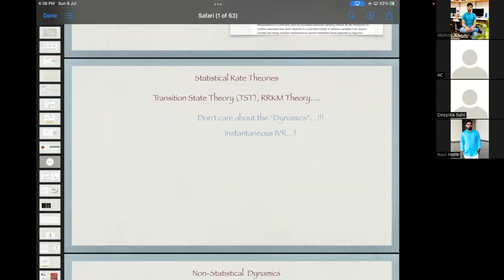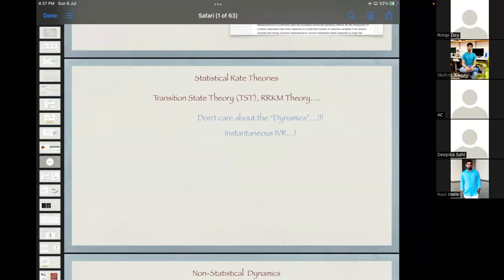Okay, so in the last lecture, we were discussing energy transfer dynamics in molecules, like how the energy transfer happens in polyatomic molecules. We were also discussing the rate theories, to compute the rate constant of a chemical reaction. We discussed transition state theory, which is the popular one, then RRKM theory, RRK theory, etc.